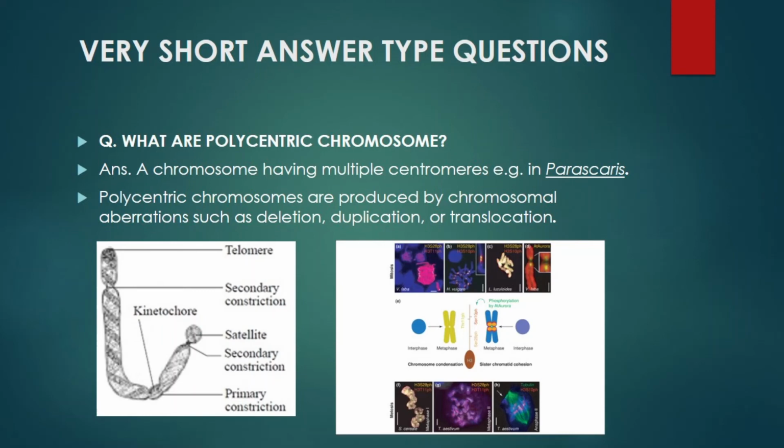So chromosomes, you know, are inside the nucleus. A polycentric chromosome is a chromosome having multiple centromeres. Okay, multiple means it will have different centromeres, right? And what is a centromere? A centromere is a constricted region, like when you are tying a knot between two.